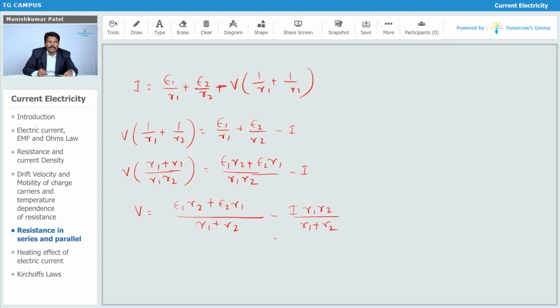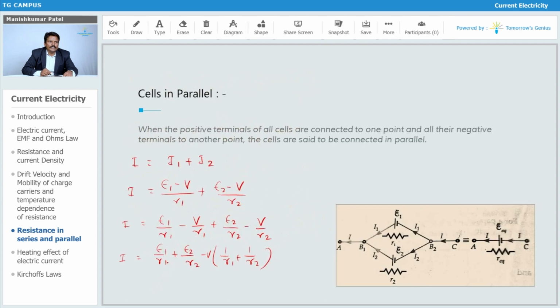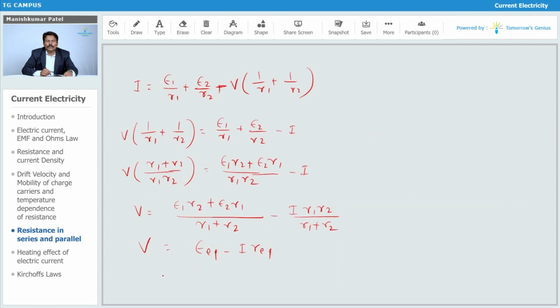That is the value of V that you can write over here. This is E equivalent minus I into R equivalent, where E equivalent is (E1 R2 plus E2 R1) upon (R1 plus R2), and R equivalent is R1 R2 upon (R1 plus R2), that is 1 by R equivalent equals 1 by R1 plus 1 by R2. This is the potential difference you can calculate for the parallel combination of N cells, the potential drop you will get across its terminals.